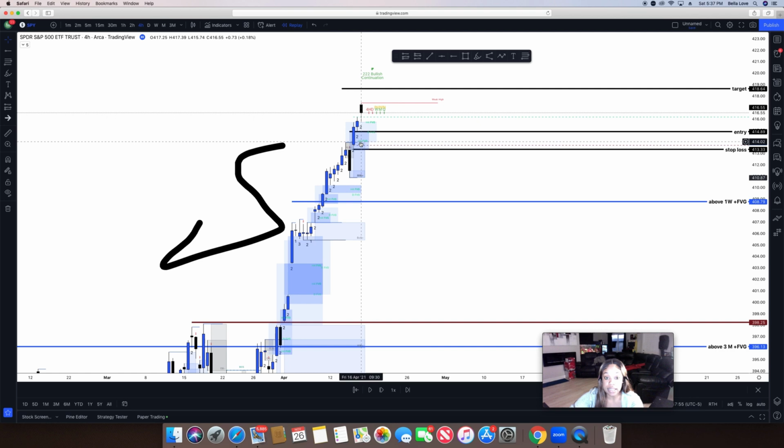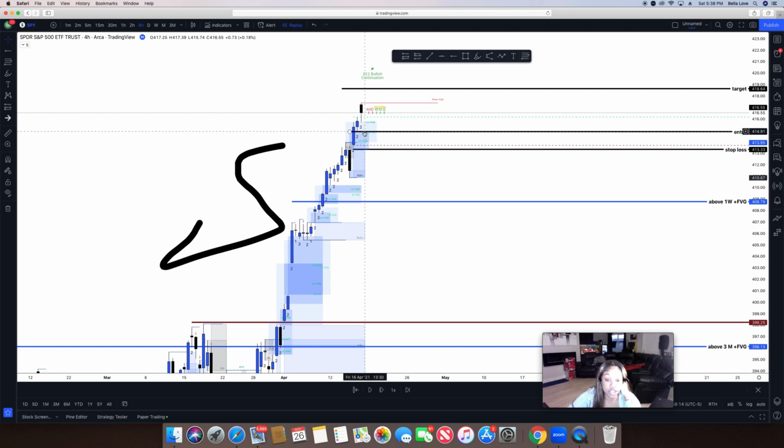So you guys can see it didn't necessarily reach up to 418. It went to a high of 417.39. But I don't like the way this candlestick is looking, so the trade can possibly be cut from here.